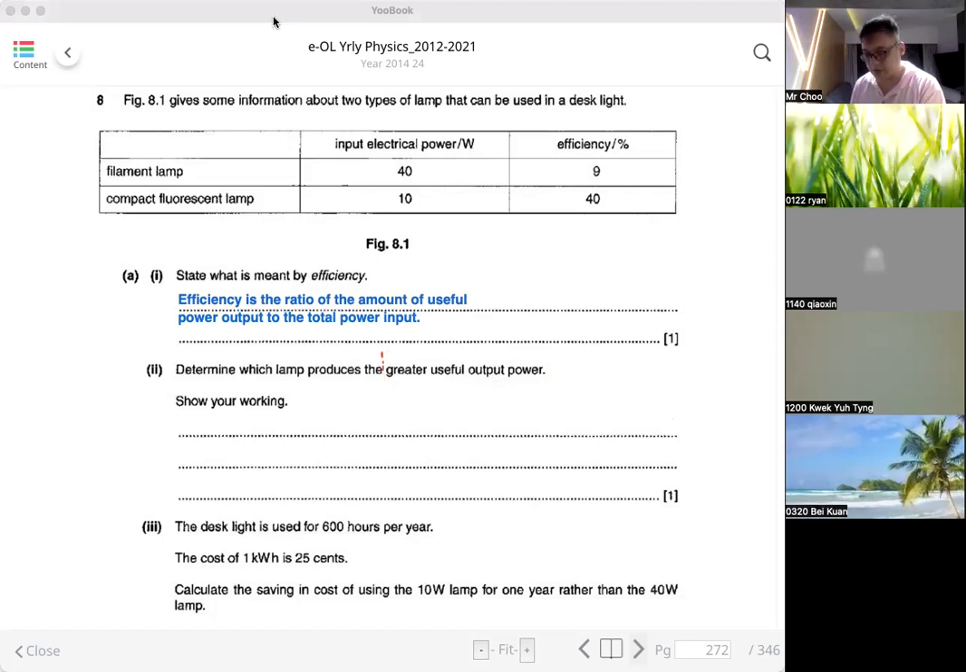Okay, Pei Kwan, better now. Your significant figure is also not accurate, Pei Kwan. Okay, so what is the output power for both?